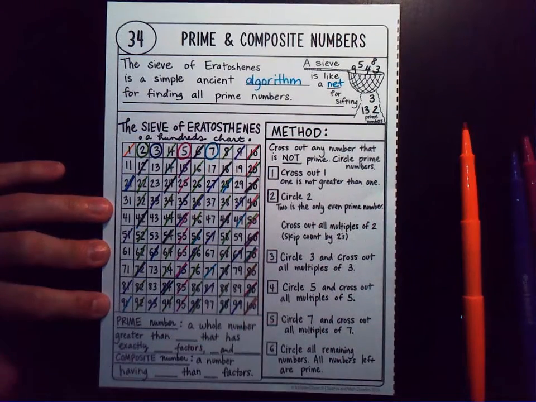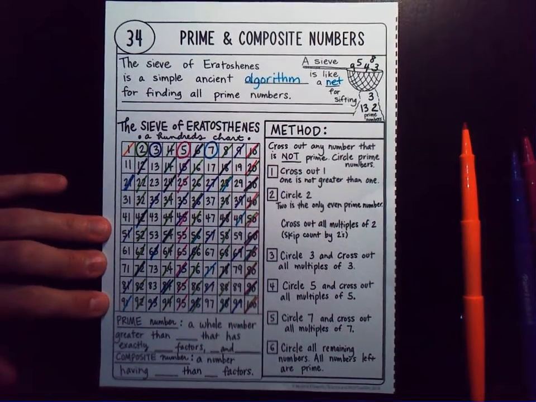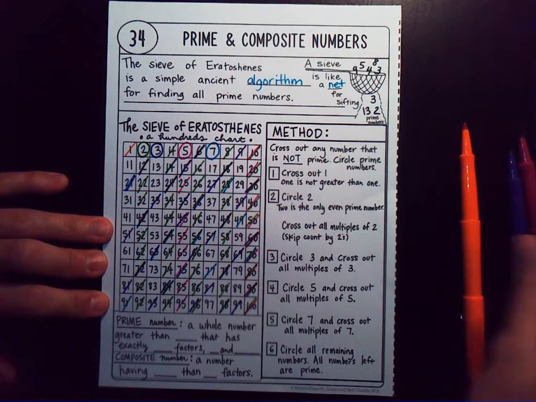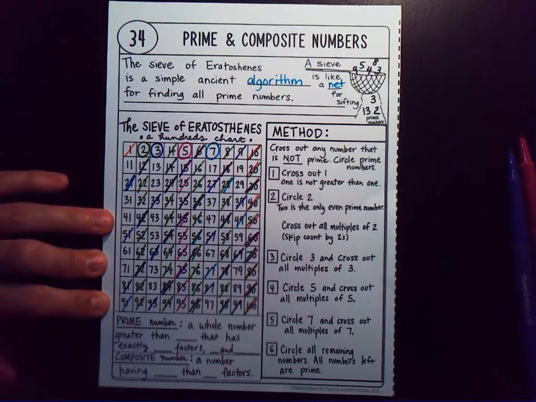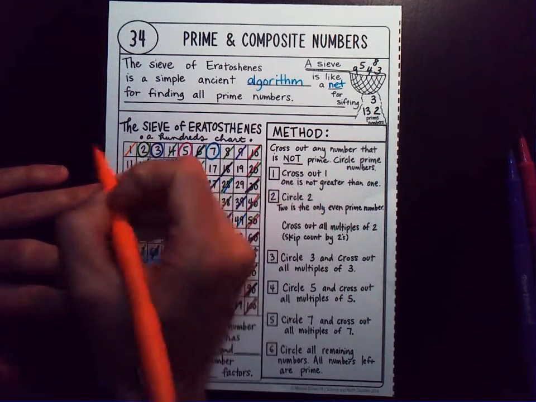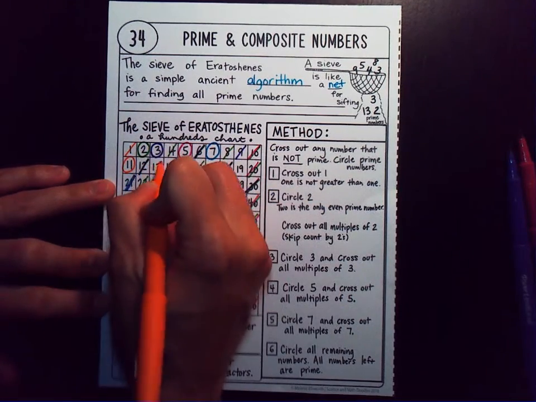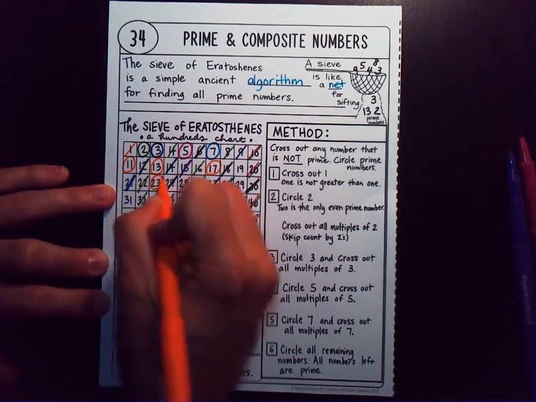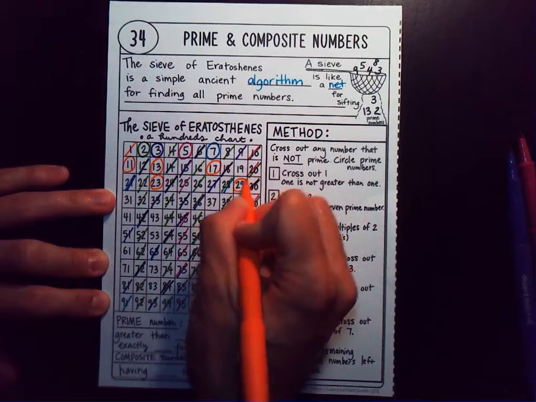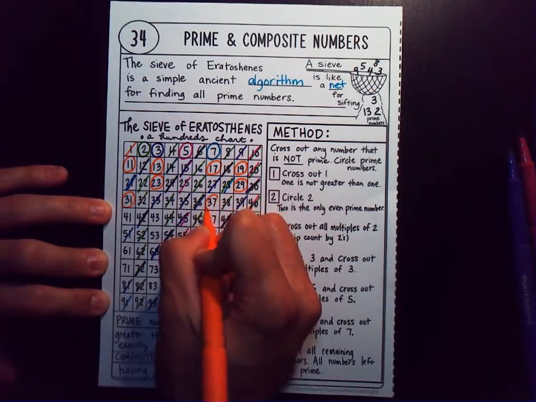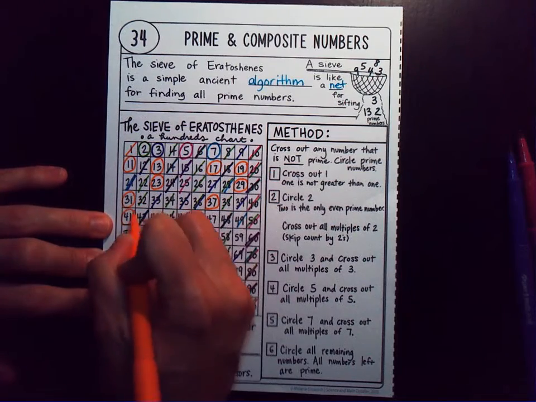Now I need to circle all of the remaining numbers, because all of the numbers that are left are my prime numbers. Going carefully through my hundreds chart, I will now have all of my prime numbers between 1 and 100.